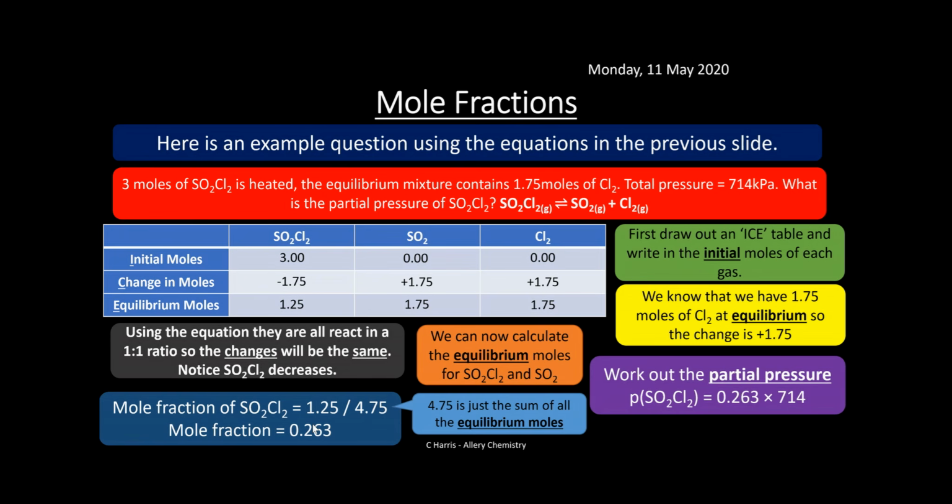So then we need to work out our partial pressure. The partial pressure of SO2Cl2 is basically 0.263, which is our mole fraction, multiplied by the total pressure, which is 714 kilopascals, and so therefore we've worked out our partial pressure. We put the numbers in, and we get 188 kilopascals.